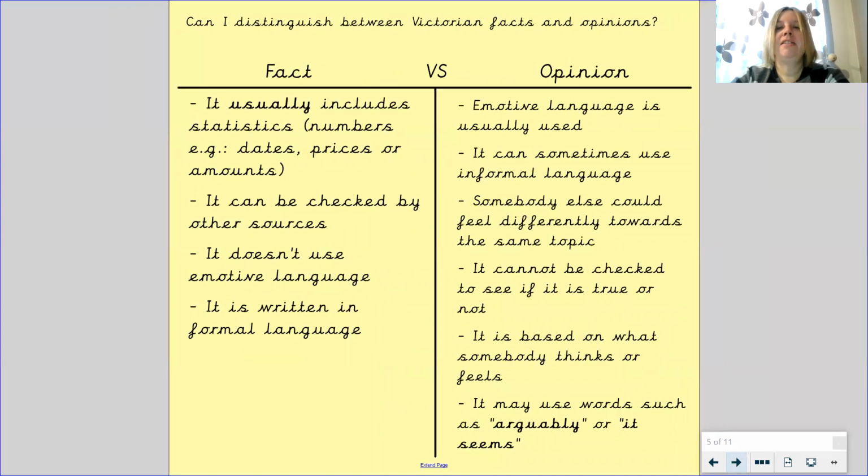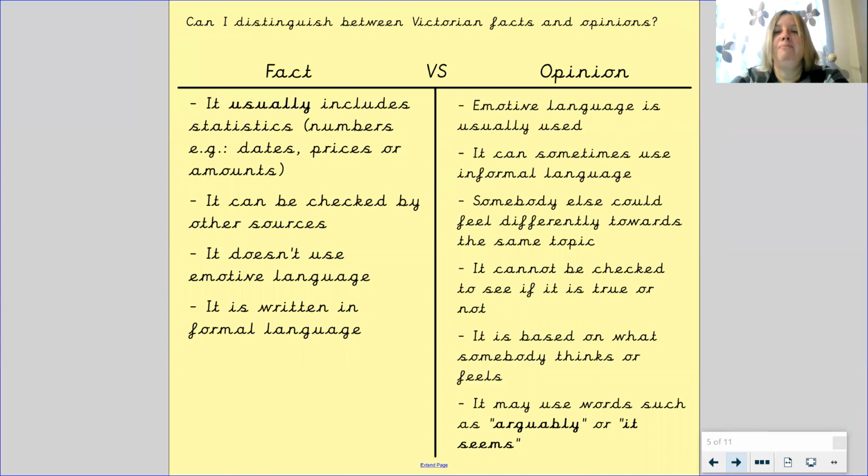Fact versus opinion. So a fact usually includes statistics, so numbers, dates, prices, or amounts. It can be checked by other sources, so we can check it in other places to see if it is true. It doesn't use emotive language, so it doesn't draw us into it. It just tells us how it happened. It is written in formal language.